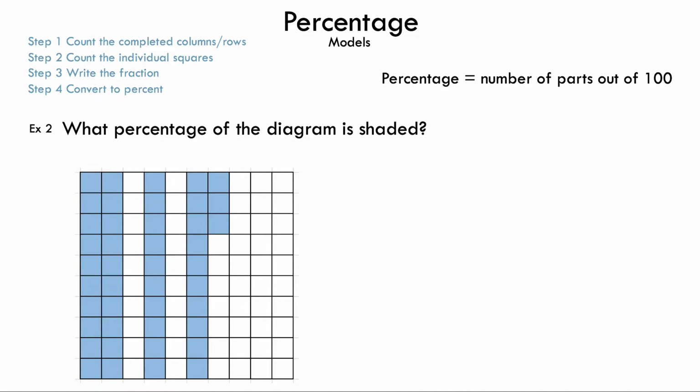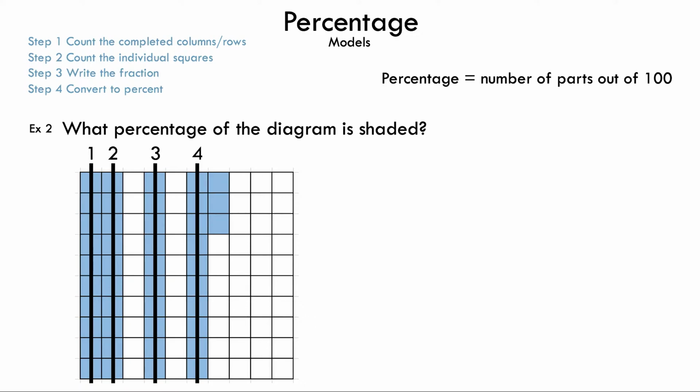Let's take a look at example 2. What percentage of the diagram is shaded? We're still doing completed columns this time. So we have 1, 2, 3, and 4, which is 40 because each column is 10. So 4 times 10 is 40. And then let's count the individual squares. 1, 2, and 3. Now we're going to write the fraction, which is the amount of shaded over the total. And that is 3 plus the 40, which is 43. And the total is 100.